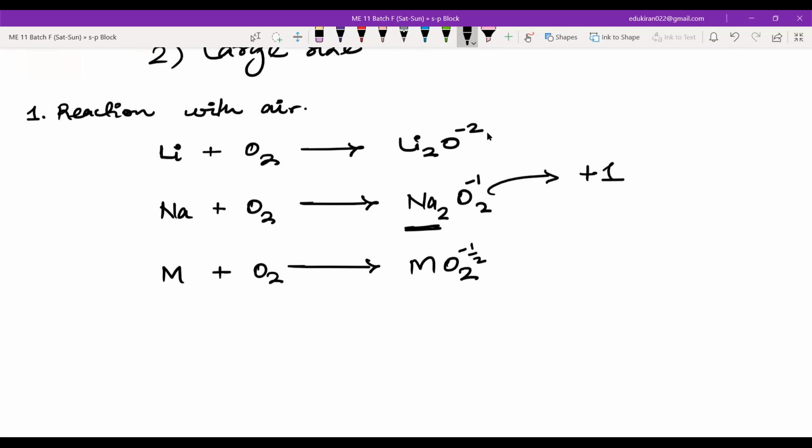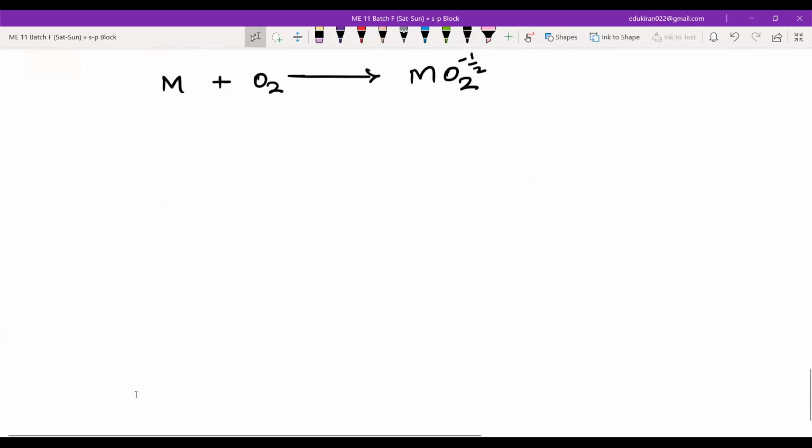Okay, next is reaction with water. So obviously we know that whenever we add water to the metal, it is going to give me hydroxide, that is a base.